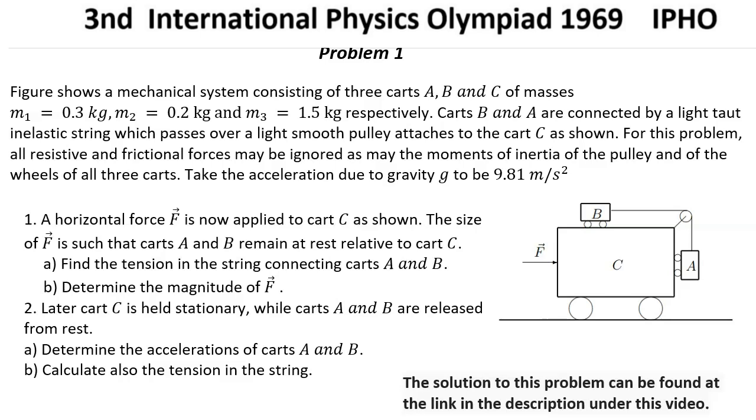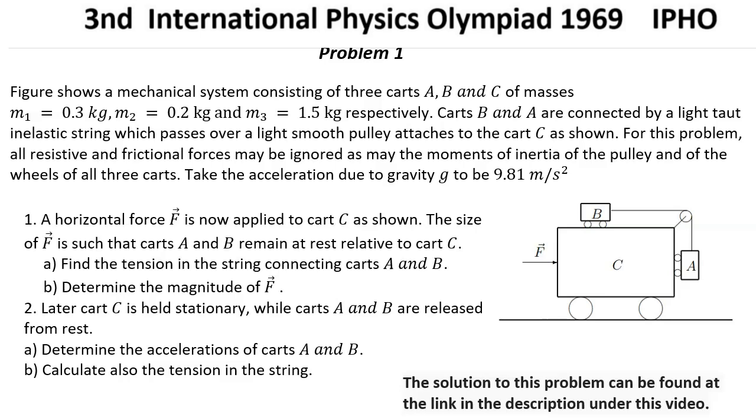Problem number 1. Figure shows a mechanical system consisting of 3 carts A, B, and C, of masses M1 equal 0.3 kg, M2 equal 0.2 kg, and M3 equal 1.5 kg respectively. Carts A and B are connected by a light taut inelastic string which passes over a light smooth pulley attached to the cart C as shown.